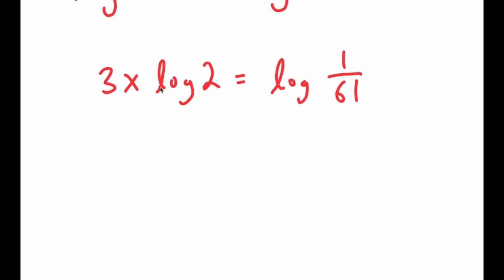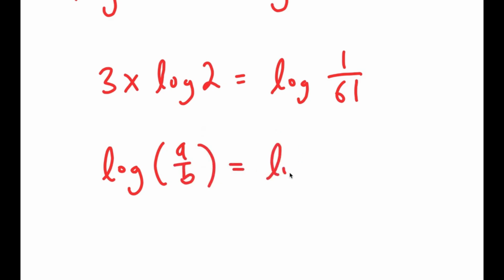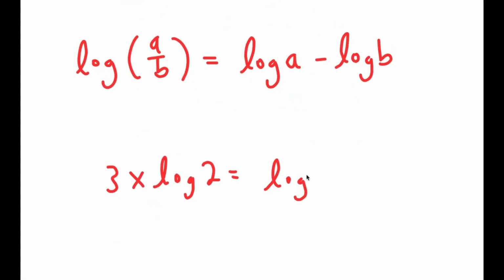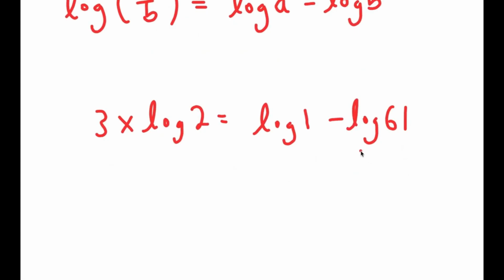Now, we obviously want to isolate x, but before that, we want to simplify this a little, log 1 over 61. Now, if I have something in the form log a over b, this is equal to log a minus log b. So log of 1 over 61 is equal to log of 1 minus log of 61. And now we can isolate x by dividing both sides by 3 times log 2.